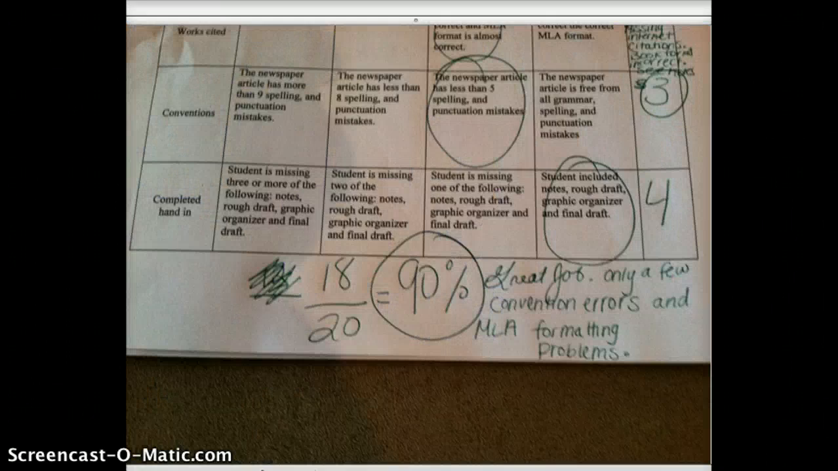I then tally all of the points that they earned based off of the rubric, and I convert it into an out of 100 grade instead of the out of 20 grade, because most students can't really understand that layout. So the student got a 90, which was a really great job. So I put great job, only a few convention errors, and MLA formatting problems.